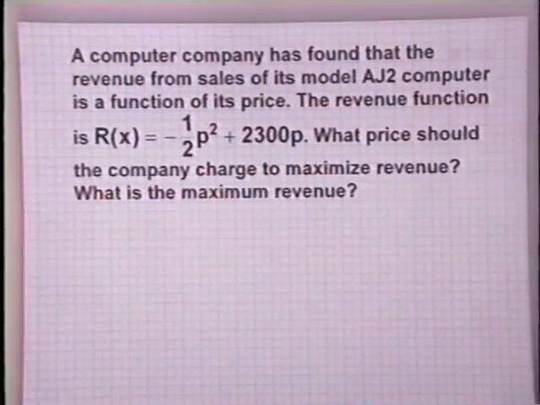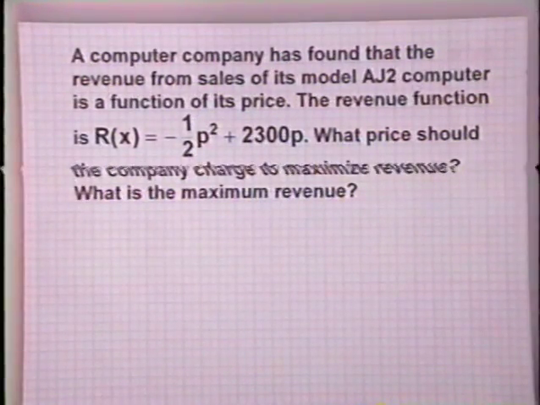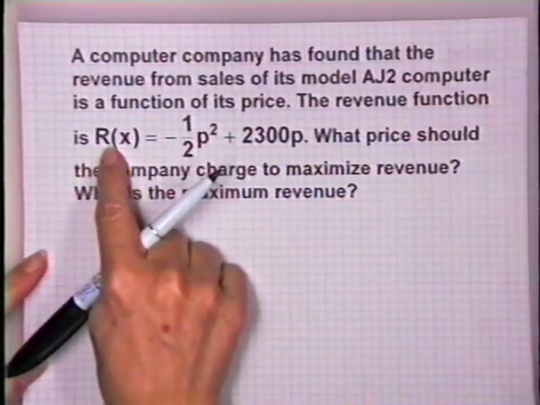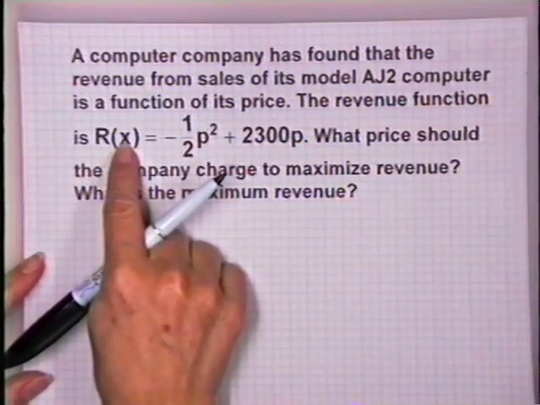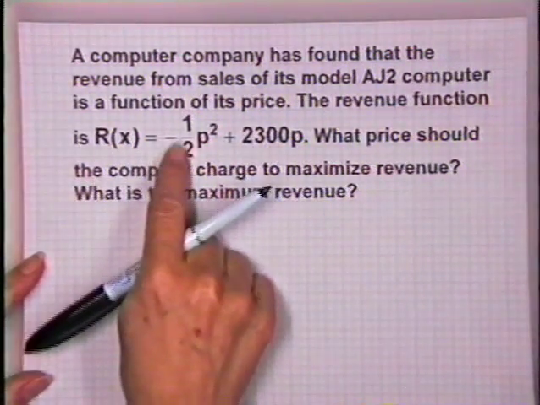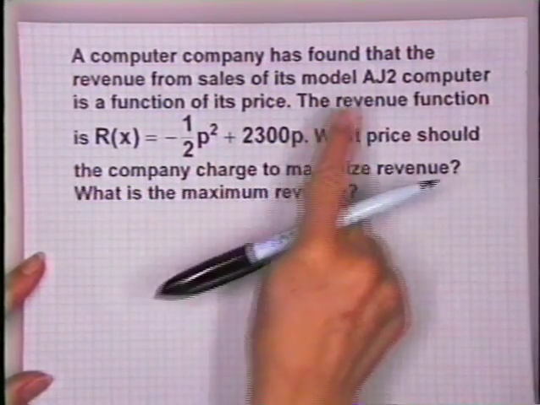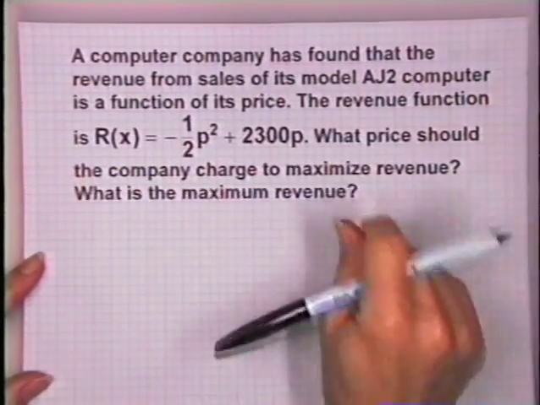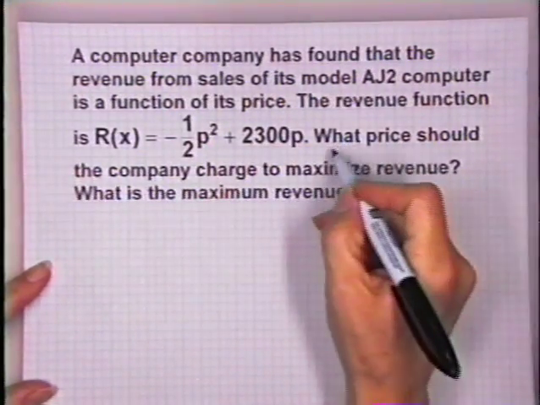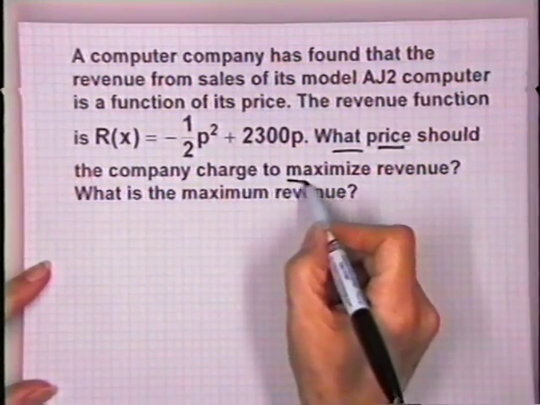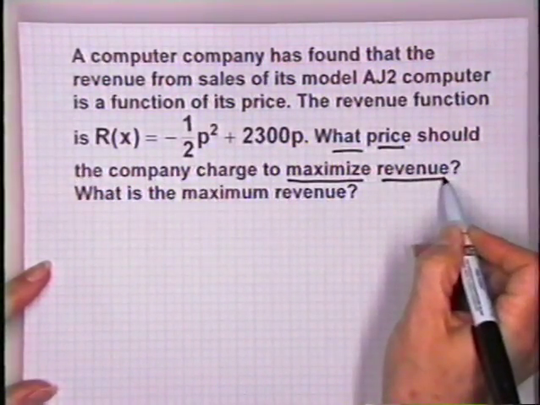A computer company has found that the revenue from sales of its model AJ2 computer is a function of its price. The revenue function is R of x, that just stands for revenue, just like f of x, it's a function notation. R of x is negative 1/2 times p squared plus 2300p. Now p is this price. Notice it's a function of price. Look at our question. What price should the company charge to maximize revenue?